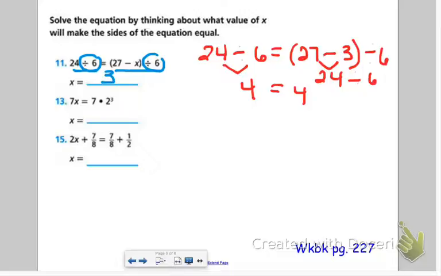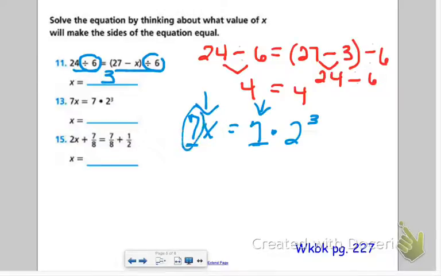Let's try the next one. 7x is equal to 7 times 2 to the third power. Well, do you notice that they have the 7s in common? In this case, on the left-hand side, we're doing 7 times that missing number. And on this side, we're doing 7 times 2 to the third power. The 7s are already the same. The factors of 7 are already the same.